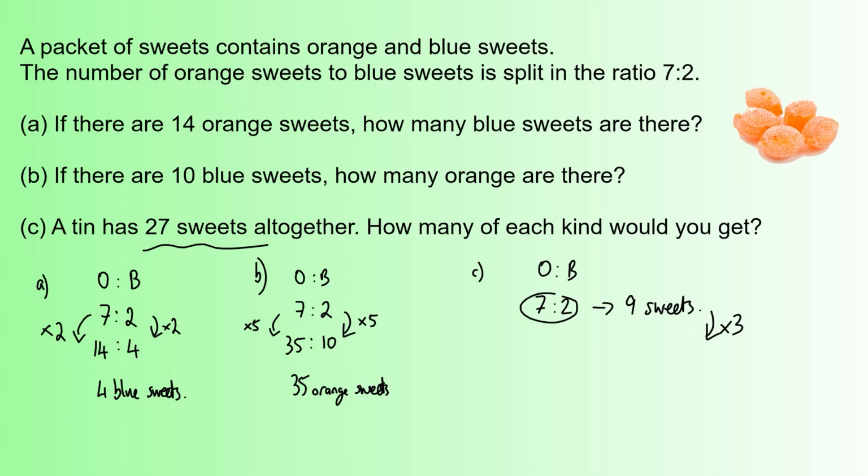9 times 3 is 27, so that would give us 27 sweets. What it's telling us to do here, in a kind of hidden way, is to multiply by 3. If we multiply by 3, that gives us 21, and multiplying by 3 gives us 6. Just check that that does add up to 27: 21 add 6, 21 orange, 6 blue does give you 27. So you get 21 orange and 6 blue.